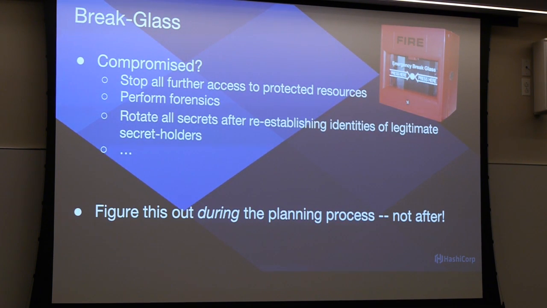Okay. And finally, break glass procedures. So, are you compromised? Now what? Turns out you actually have to figure this out during the planning process, when you're writing your security policy. You can't wait until there's a breach and then try to figure out what to do, because you're not going to have the logs you need to figure out what's gone on, who's used what, and where people have logged in. So you have to figure out ahead of time what your break glass procedure is. It might be things like stop all further access, rotate all secrets after establishing the identity of legitimate secret holders, things like that.